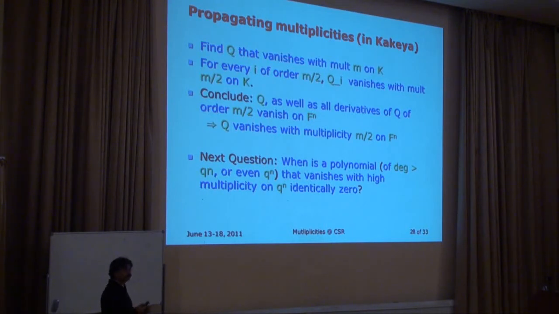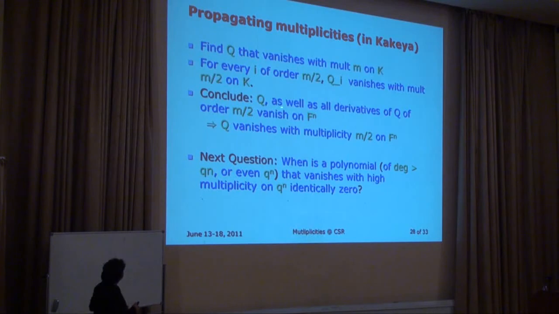Okay? So this is based on the previous slide. Everywhere, if your function is vanishing, then its derivatives are vanishing. In fact, all the derivatives up to the m over 2th derivative are vanishing. Well, based on the previous analysis, we could conclude that q evaluated at some point was 0, at some arbitrary point in the space, not just on the Kakeya set.